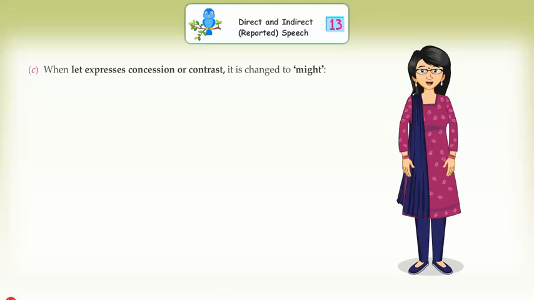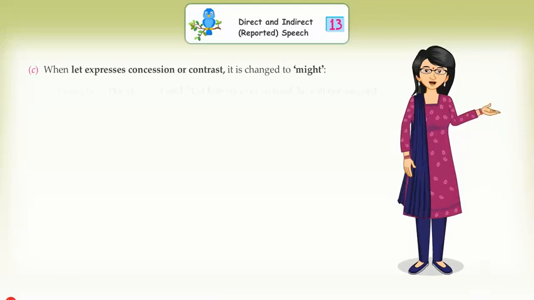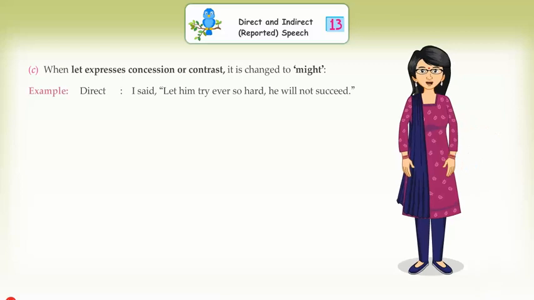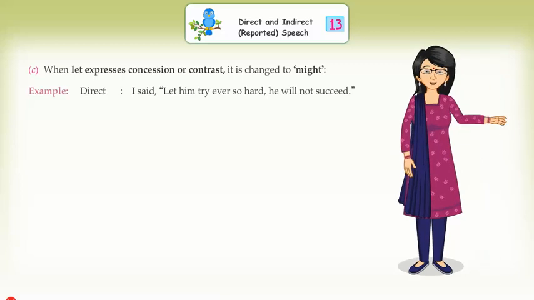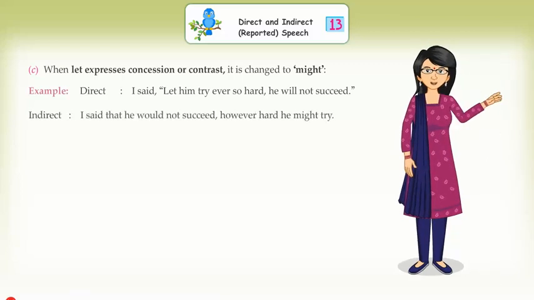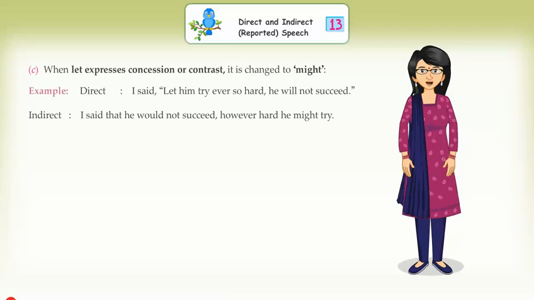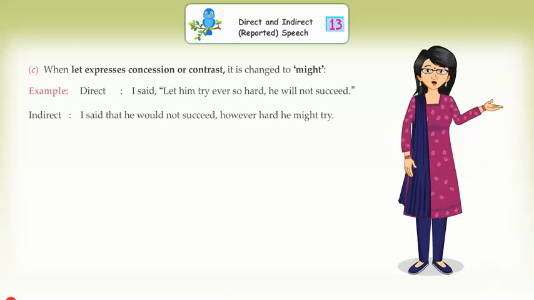C. When let expresses concession or contrast, it is changed to might. Example, direct. I said, let him try ever so hard, he will not succeed. Indirect. I said that he would not succeed, however hard he might try.